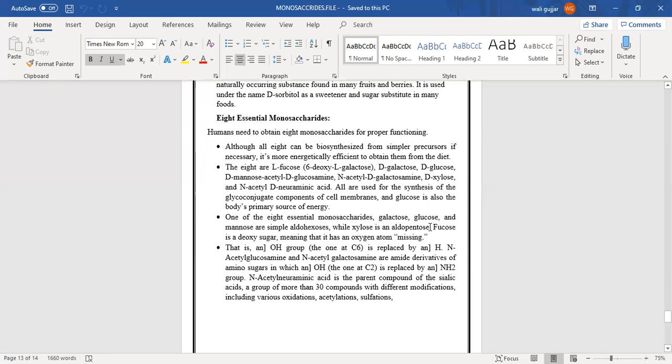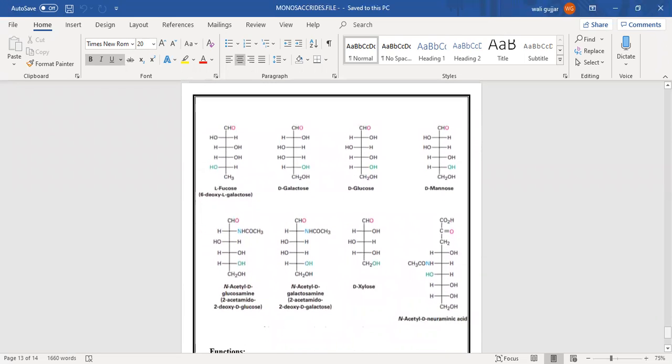Of the 8 essential monosaccharides, galactose, glucose, and mannose are simple aldohexoses, while xylose is an aldopentose. Fucose is a deoxy sugar, meaning that it has an oxygen atom missing. So these are the structures of the 8 essential monosaccharides: L-fucose, D-galactose, D-glucose, D-mannose, N-acetyl-D-glucosamine, N-acetyl-D-galactosamine, N-acetyl-D-neuraminic acid, and D-xylose.